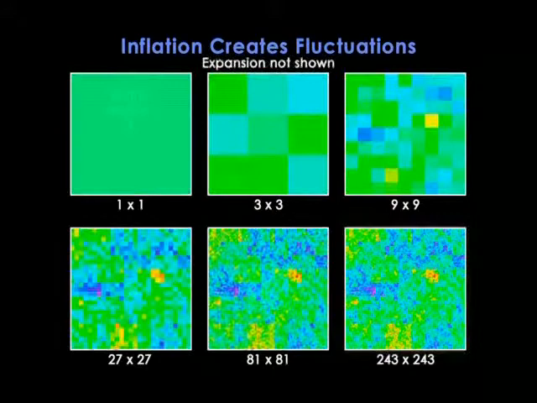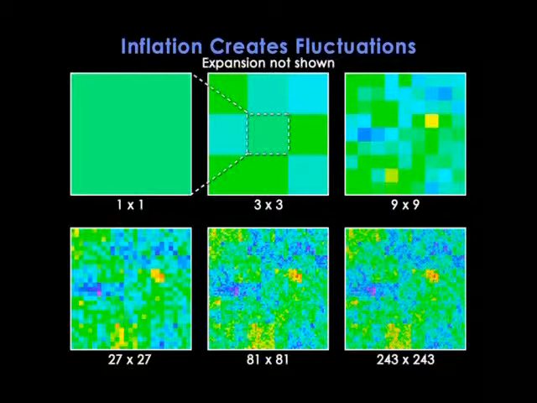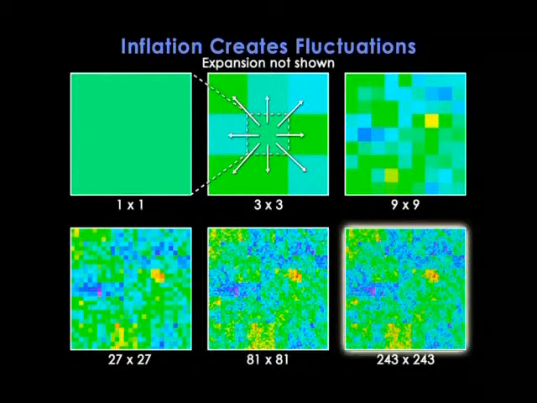Now, this second set helps us to focus on the growth of roughness by not showing the expansion. We start with our single region of vacuum, filling its tiny Hubble sphere, which here is shown as a square. Now it expands to a 3x3 region. Its fluctuations get frozen in, and so these new regions inherit slightly different values of the vacuum energy. But then each of these 9 regions spawns another 3x3 set, which in turn have slight fluctuations. This repeats and repeats and gradually generates an ever richer pattern of roughness.